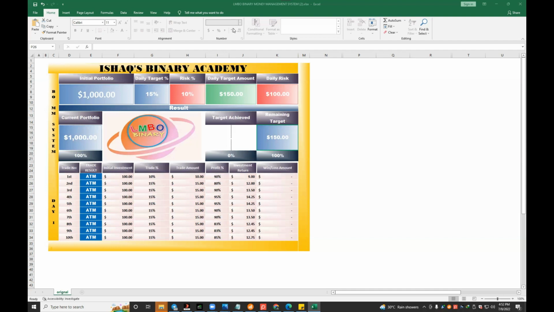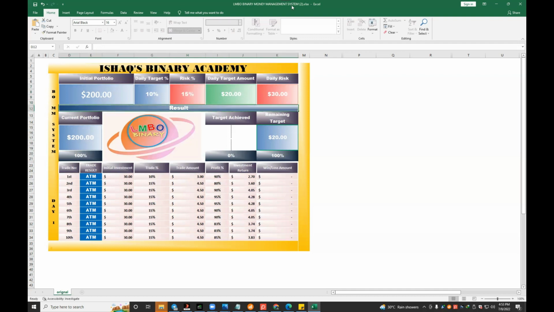For example, your initial capital is 200 USD. You just write the 200, and then what will be your daily target? For example, your daily target is 10% on the 200 investment. And then how much risk are you taking? It's up to you. You can take 10% of your initial portfolio as risk, or 15% or 20%. It's up to you. For example, I'm taking 15% risk on my capital.